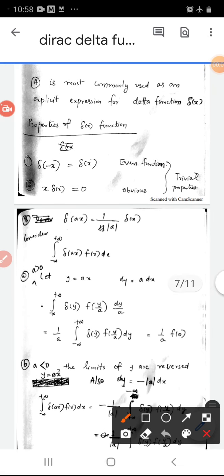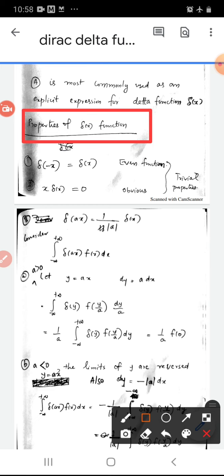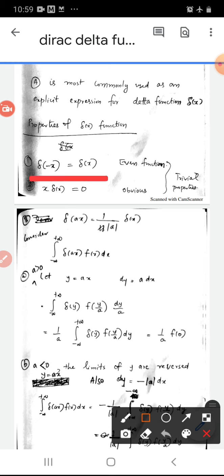Now let's see the properties of Dirac delta function. Okay, we will discuss some properties of Dirac delta function. The first one is delta minus x equal to delta x.